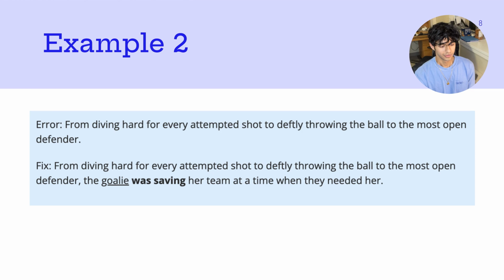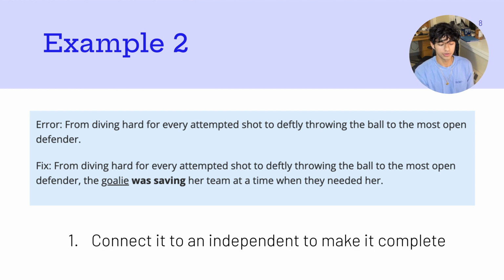Example 2: "From driving hard for every attempted shot to deftly throwing the ball to the most open defender," it's missing something again. What are we gonna do? Connect it to an independent sentence to make it complete. "The goalie was saving her team at a time when they needed her." If you notice, that last part of the sentence could stand on its own without needing the dependent part at all. But by adding that to the dependent part, it becomes an independent sentence, and it's good now.